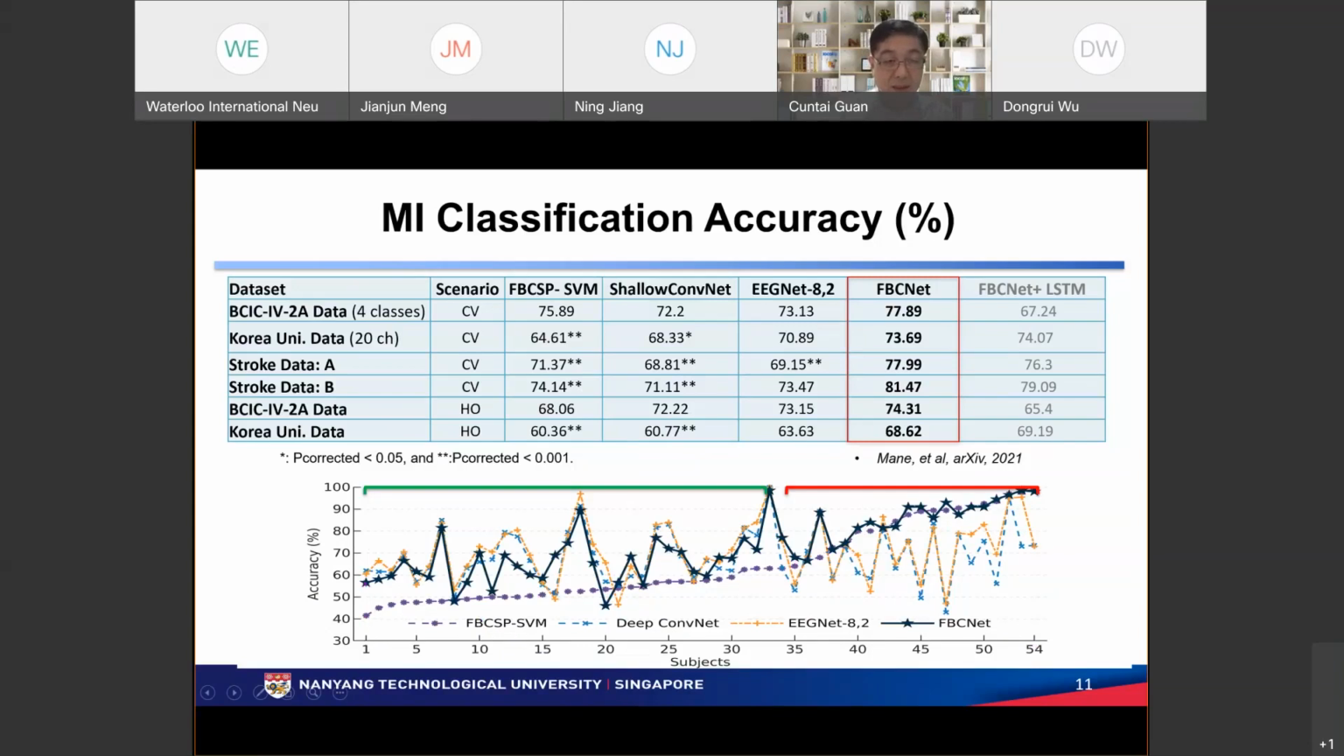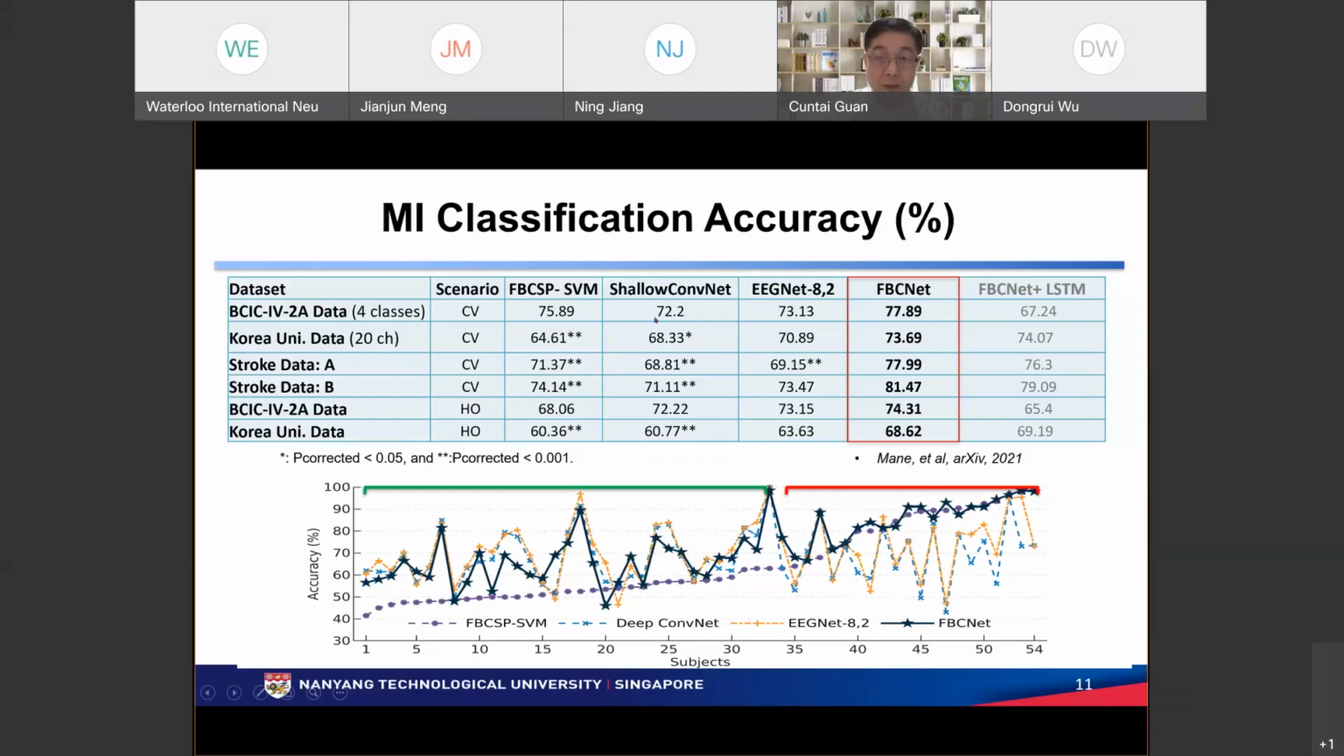Then these three symbols, either a cross or a cross star, represent three models. This light blue one is the shallow net, the reduced deep net, as we traditionally call it. The orange is the EEG net, and the dark blue is the FBC net. So at first glance, you can find interesting observations here.